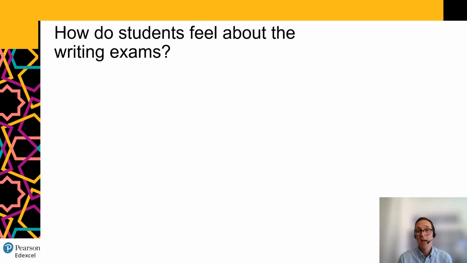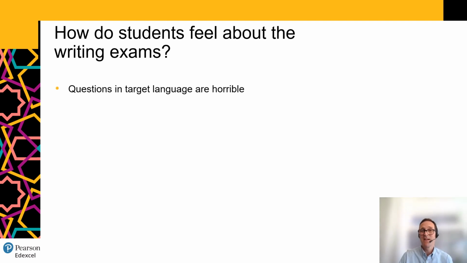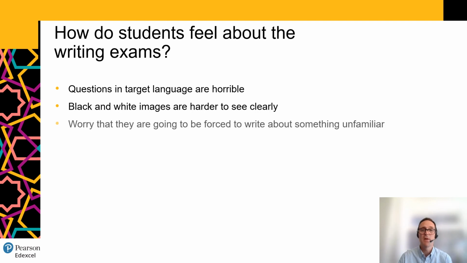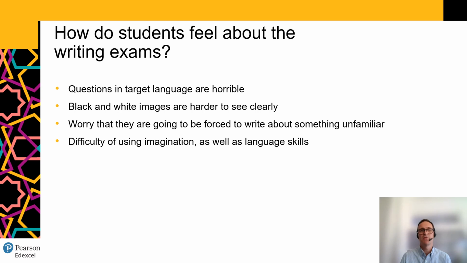So first of all, how do students feel about the writing exams? We found many feedback saying the questions in target language are horrible. That's verbatim, as you can imagine. Black and white images are harder to see clearly and therefore more difficult to write about. They're worried they're going to be forced to write about something unfamiliar, and as a result of that, they had difficulty using their imagination, especially if there's a question about a scenario they've never experienced before.